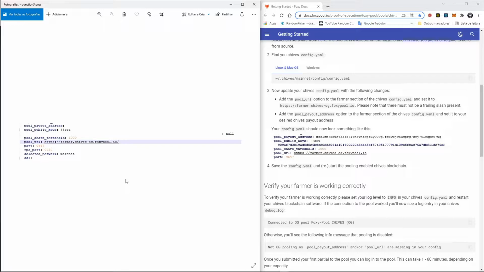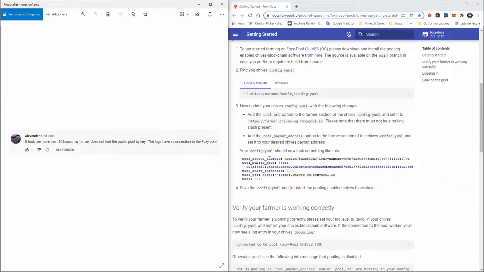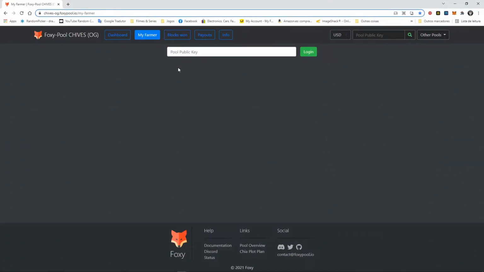Okay, so let's go for the next question. The next question will be, it took me more than 10 hours, my farmer does not find the pool public key, the logs have connected but it is not showing, I cannot access my pool key. Just for you to understand, this is the place where you will have to use your pool public key to get access to your farmer, but the public key is not going to work until you send the first partial share to the pool. Then it will be possible for you to access your public key.